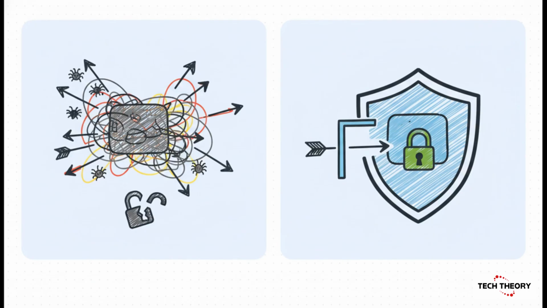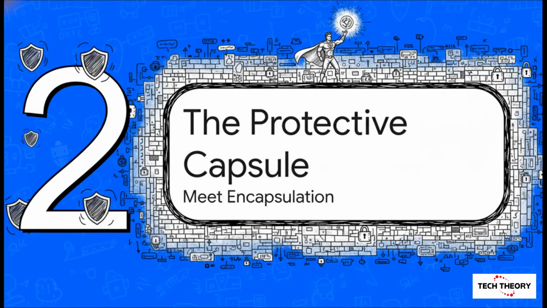You had wrong values getting plugged in, data being changed completely by accident, and bugs that were an absolute nightmare to track down, and security practically non-existent. The goal, the big dream, was to get to a world of controlled, predictable changes and, of course, high security. So how do you even get there? Well, you get there with a really elegant solution.